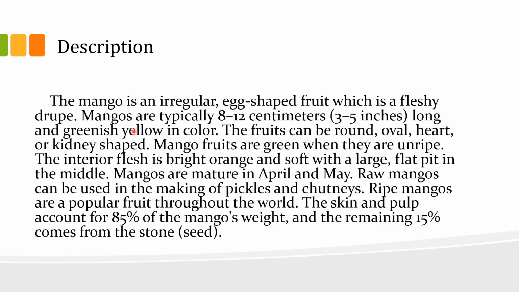The mango is an irregular egg-shaped fruit which is fleshy and a drupe. Mangoes are typically 8 to 12 centimeters or 3 to 5 inches long and greenish yellow in color. The fruit can be round, oval, heart, or kidney shaped. Mango fruits are green when they are unripe. The interior flesh is bright orange and soft with a large flat pit in the middle.